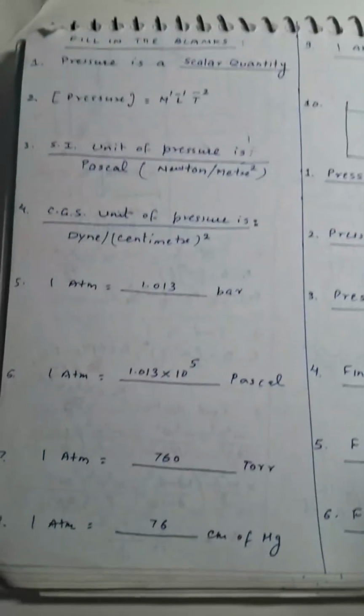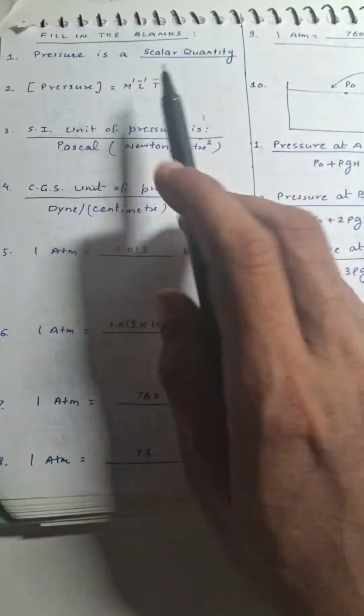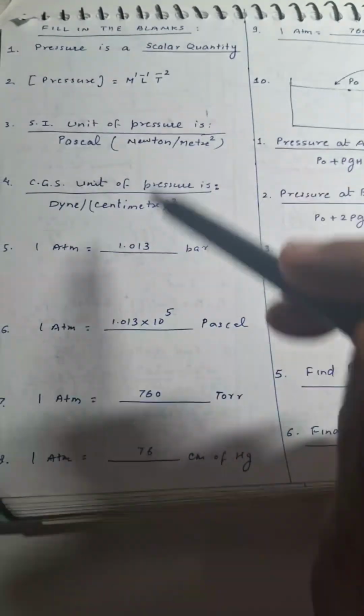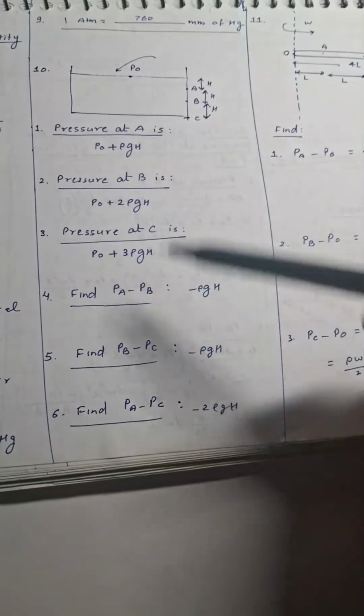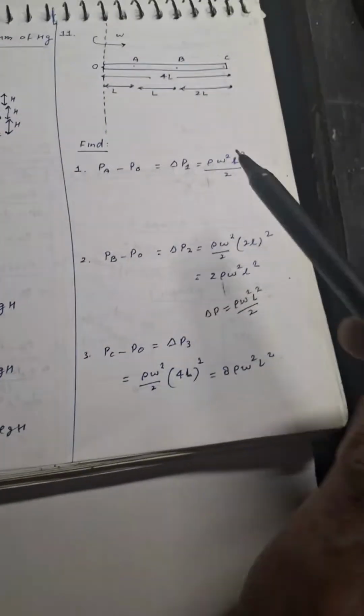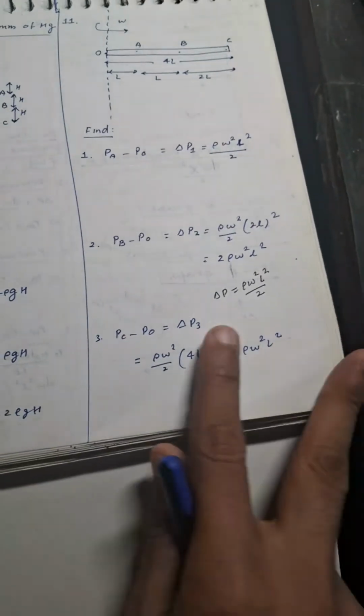Then we have another worksheet on pressure. Is it a scalar or vector, dimension, SI units, CGS, various units. Then comparison of pressure at various points as given in the figure. Then pressure difference in a rotating tube.